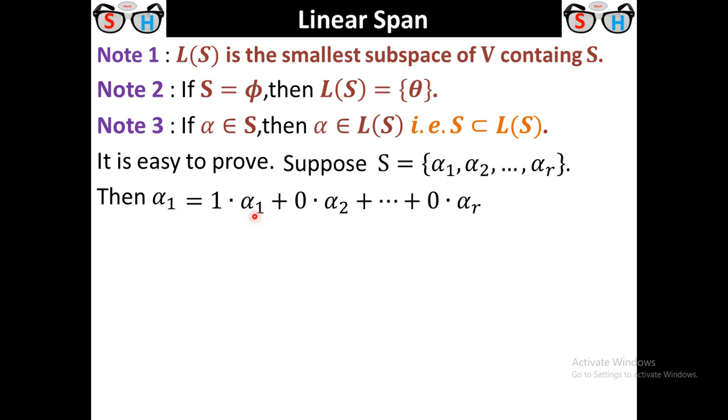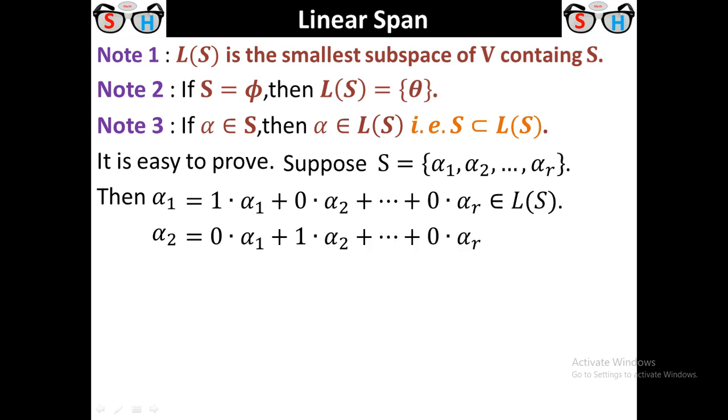So here you see that something alpha 1 plus something alpha 2 plus something alpha r. So this expression is a linear combination of alpha 1, alpha 2, alpha r. So the whole expression, that is alpha 1, is in L of S. Similarly, alpha 2 can be written as 0 dot alpha 1 plus 1 dot alpha 2 plus dot dot 0 dot alpha r. This also belongs to L of S.